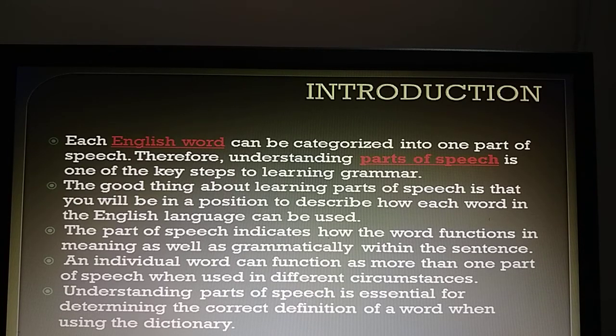The good thing about learning parts of speech is that you will be in a position to describe how each word in the English language can be used. The part of speech indicates how the word functions in meaning as well as grammatically within the sentence. An individual word can function as more than one part of speech when used in different circumstances. Understanding parts of speech is essential for determining the correct definition of a word when using the dictionary.